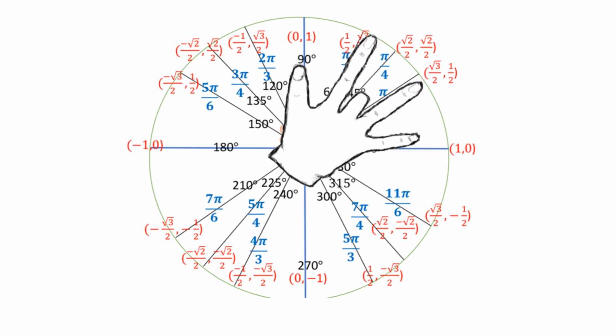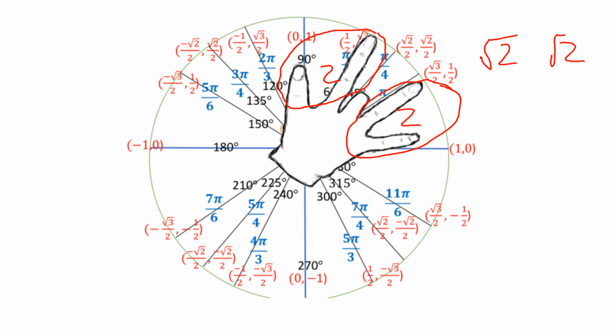Similarly, if we folded our pi over 4 finger down, we have 2 on this side and 2 on the other side. So all we have to do is to remember for both of those values, put a square root over it and put a 2 underneath it. And you'll notice that that is exactly what we have on the unit circle at that location.